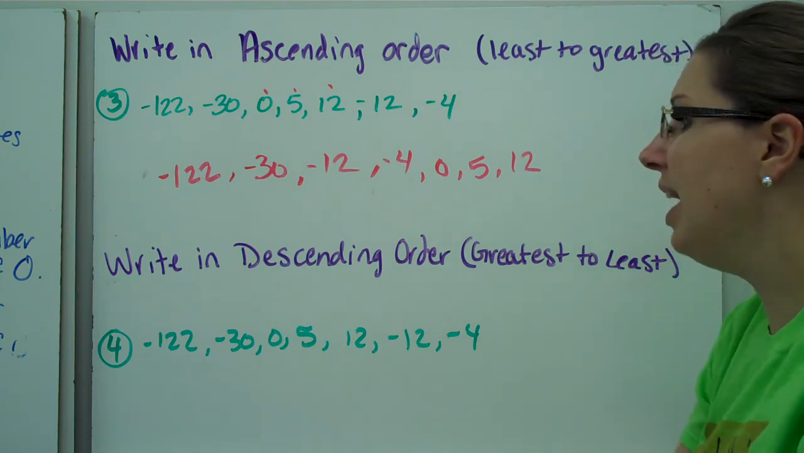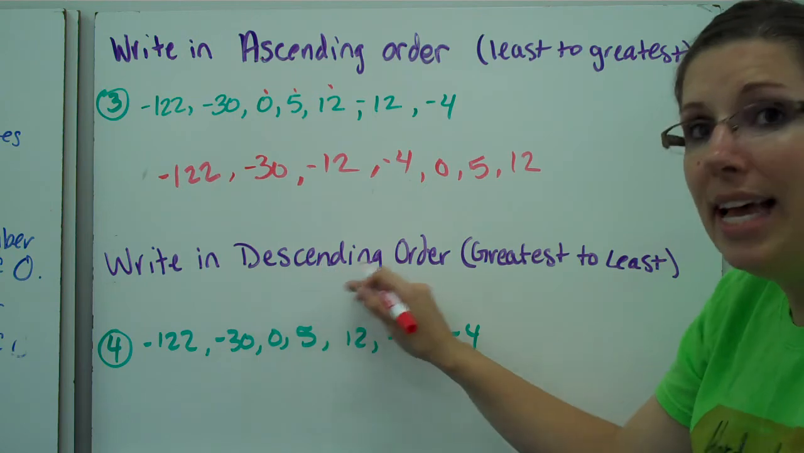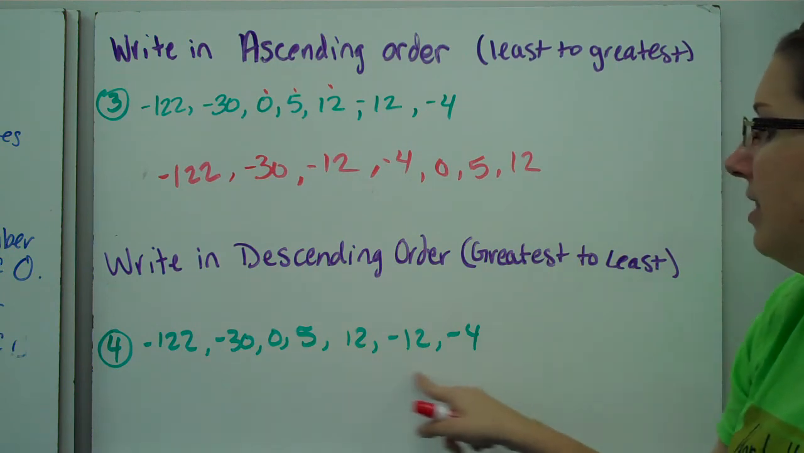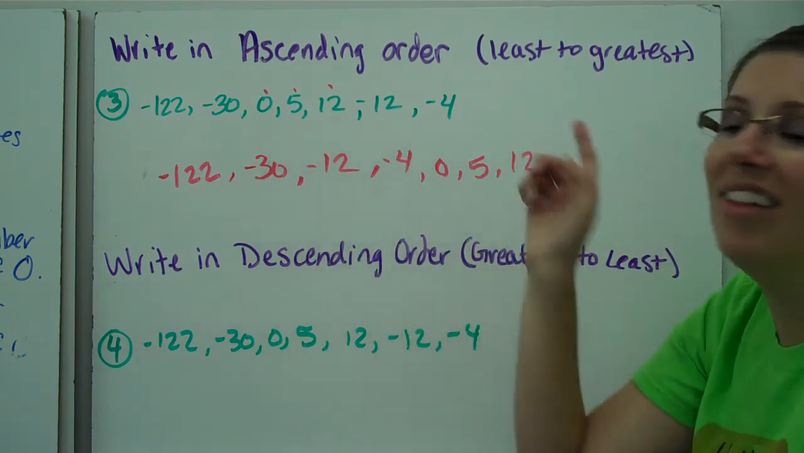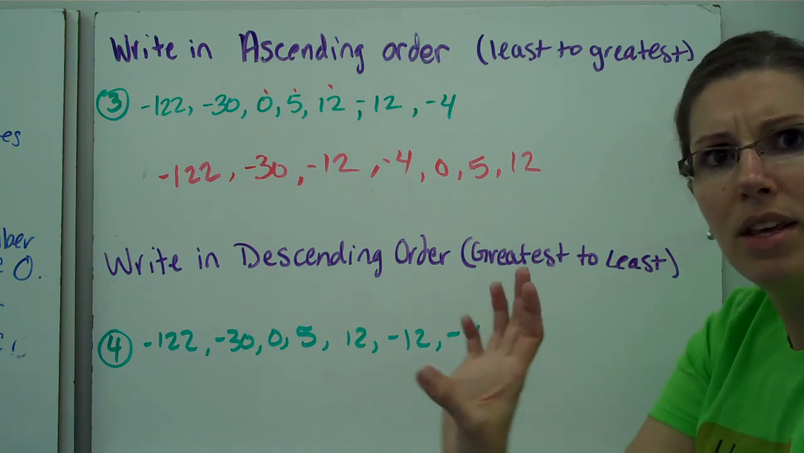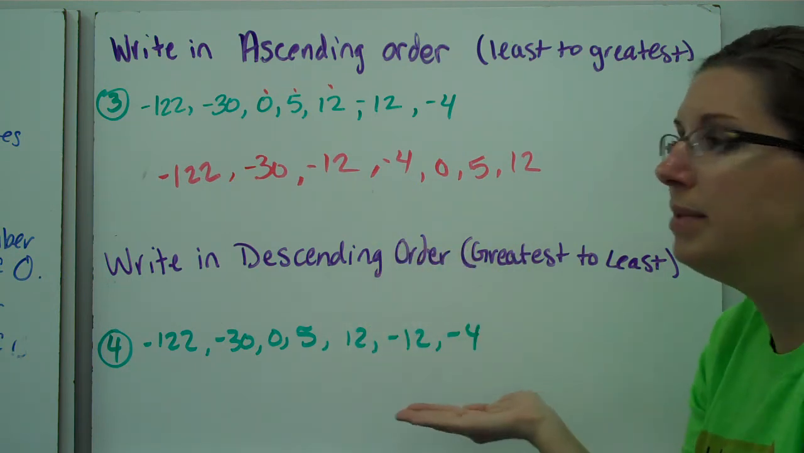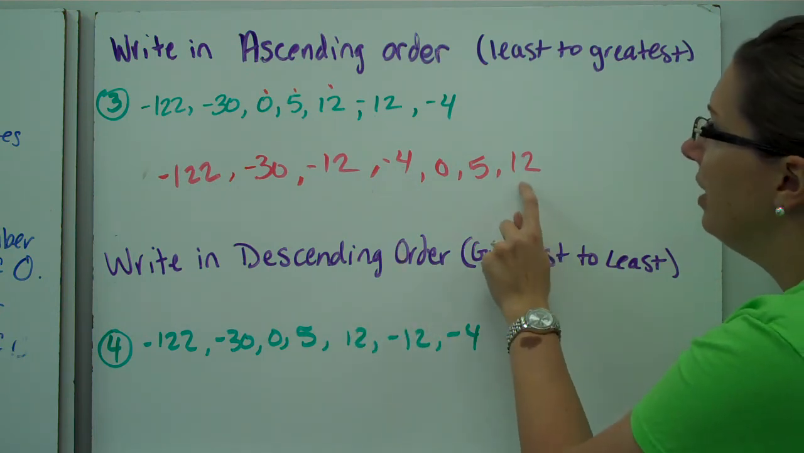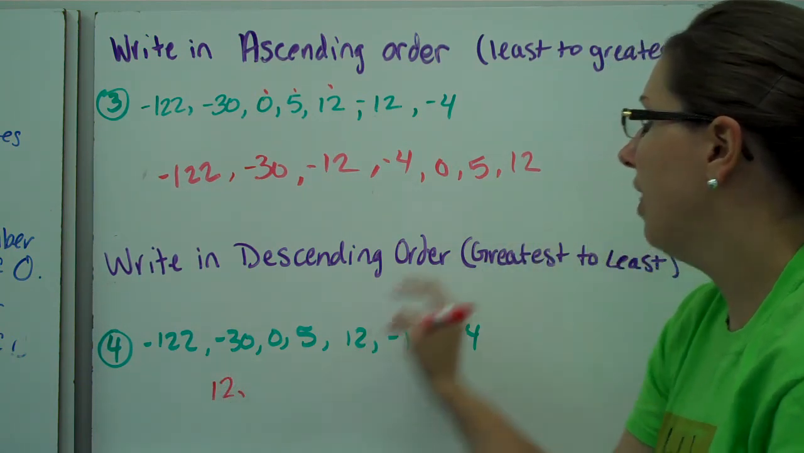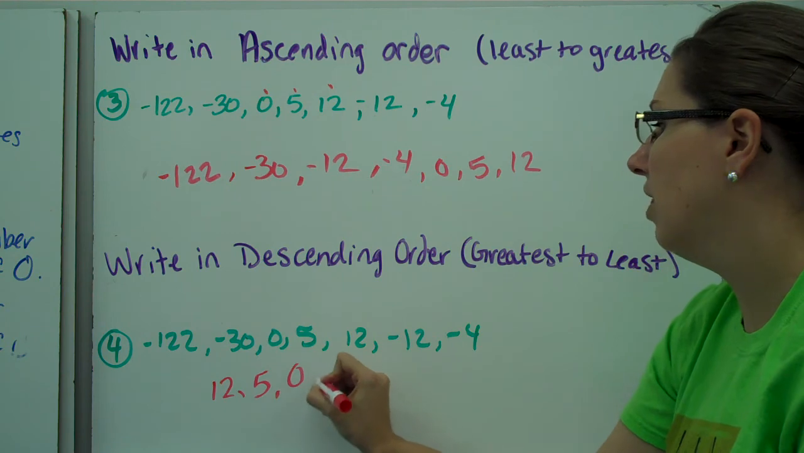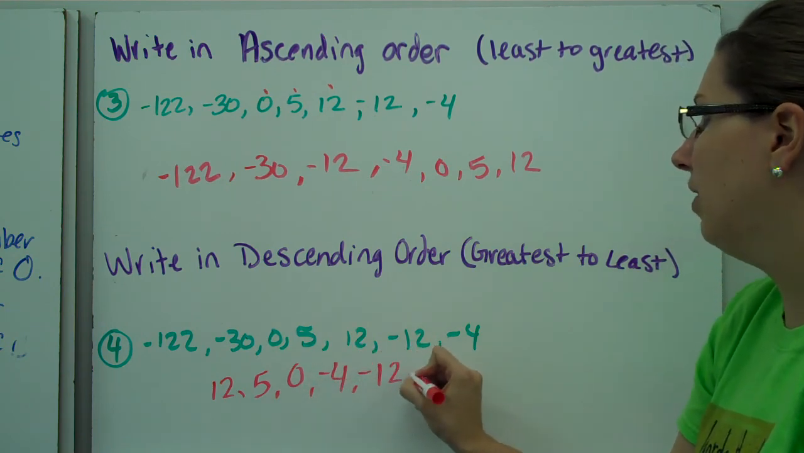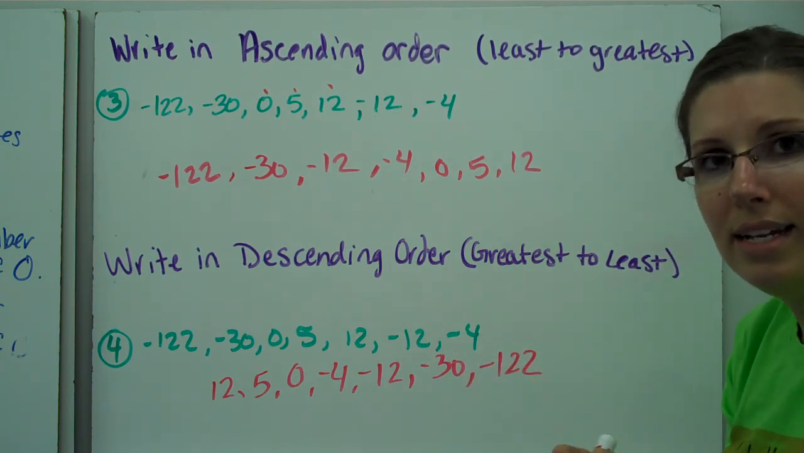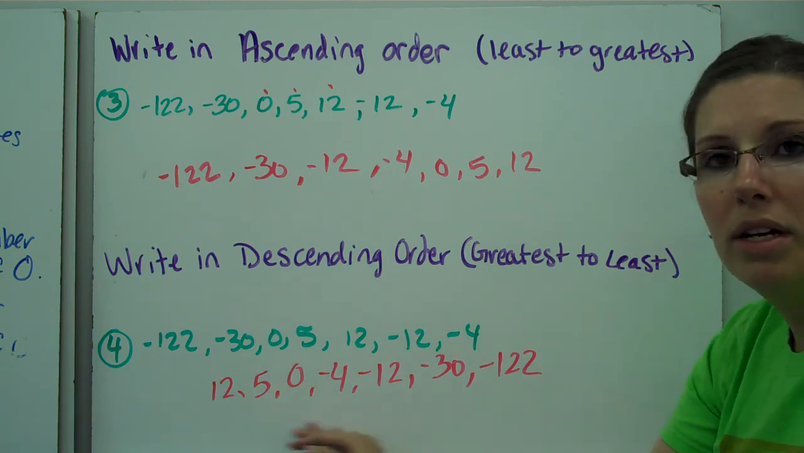Hope so. The next set of directions say write in descending order. That's from greatest to least. Well, if you look at this set of data, it is exactly like the problem I just did, except the order is going to be backwards. So let's see what this same set of data looks like in descending order, greatest to least. So my greatest value is 12, then 5, then 0, then negative 4, negative 12, negative 30, and negative 122. So that's what the same data set looks like, only ordering it from greatest to least.